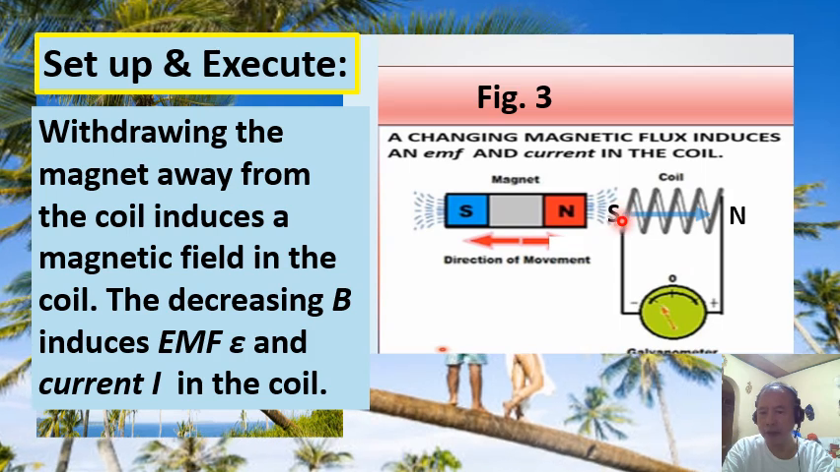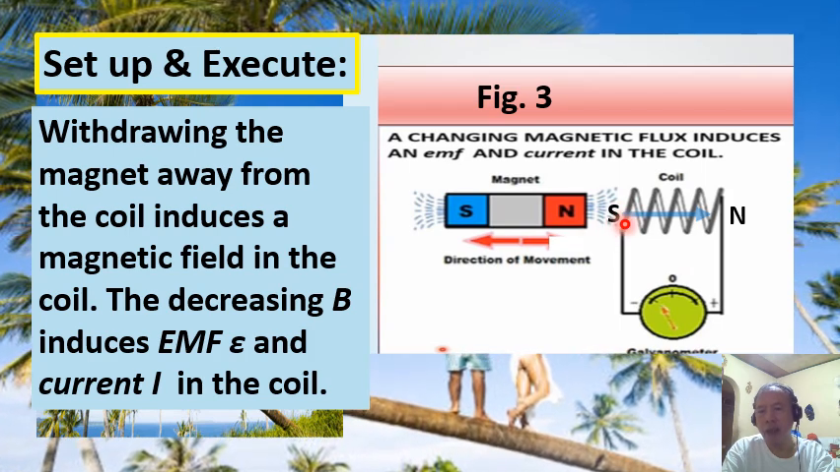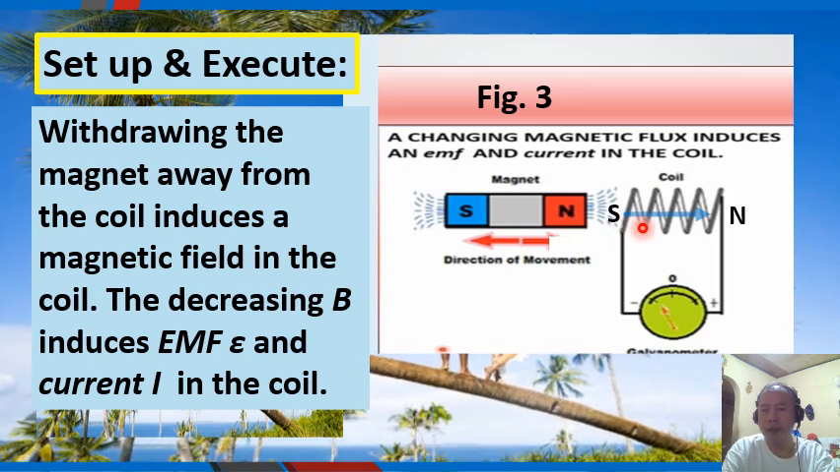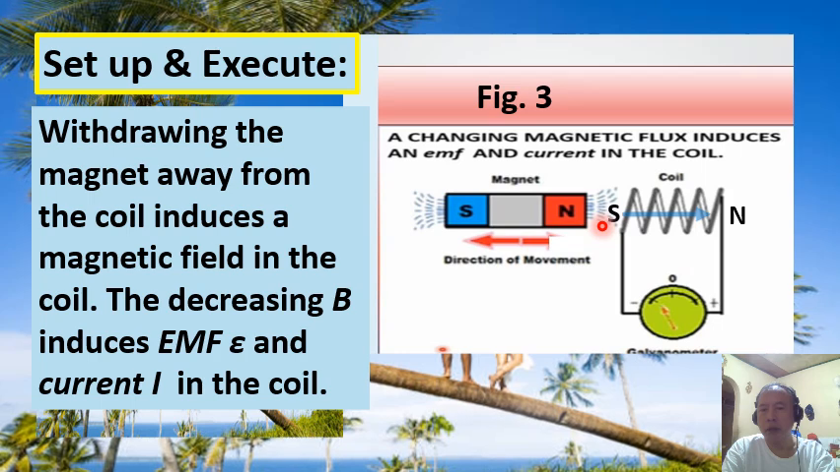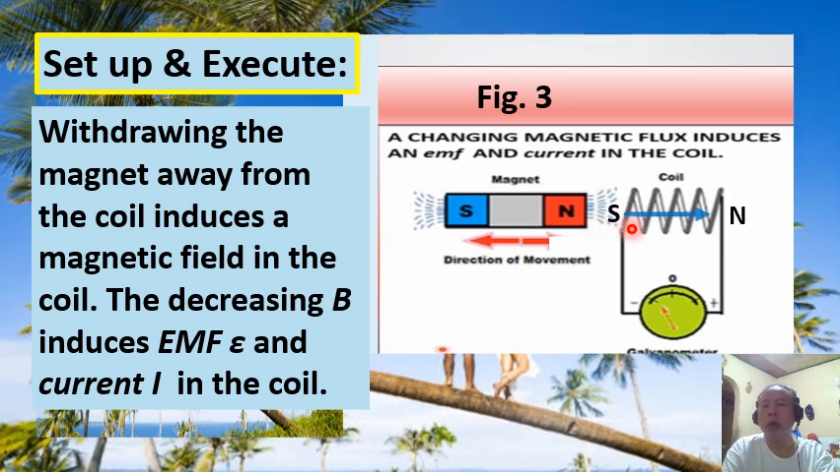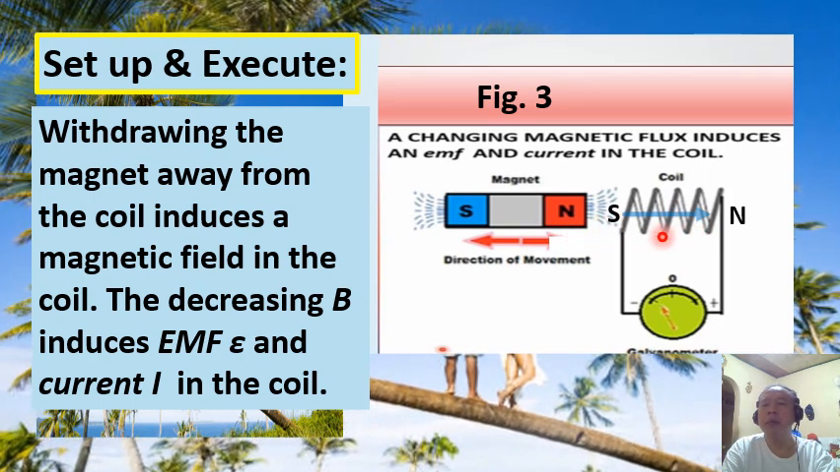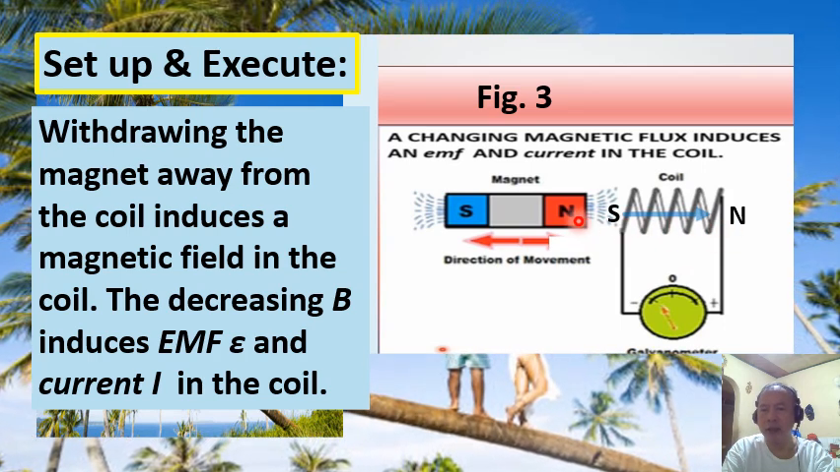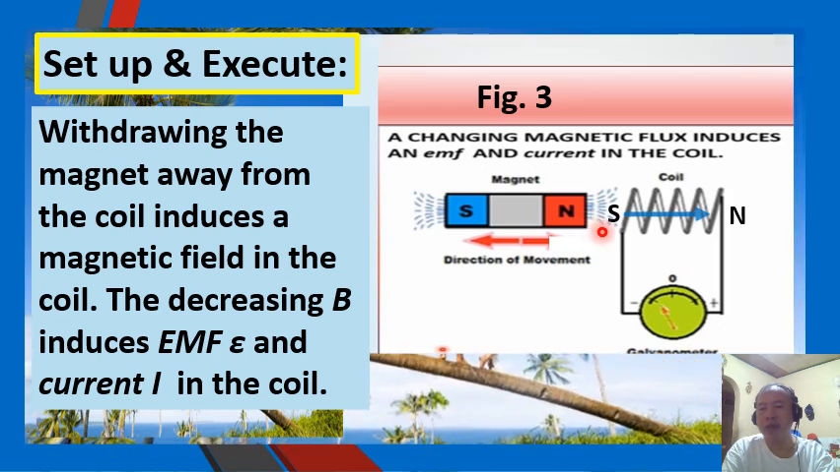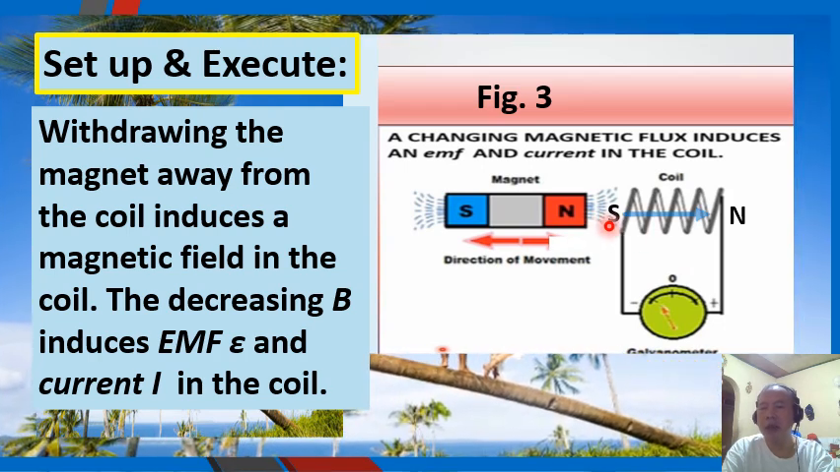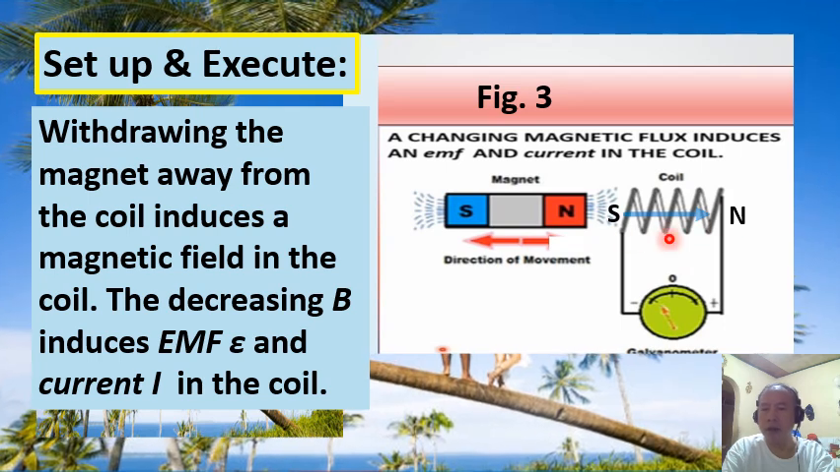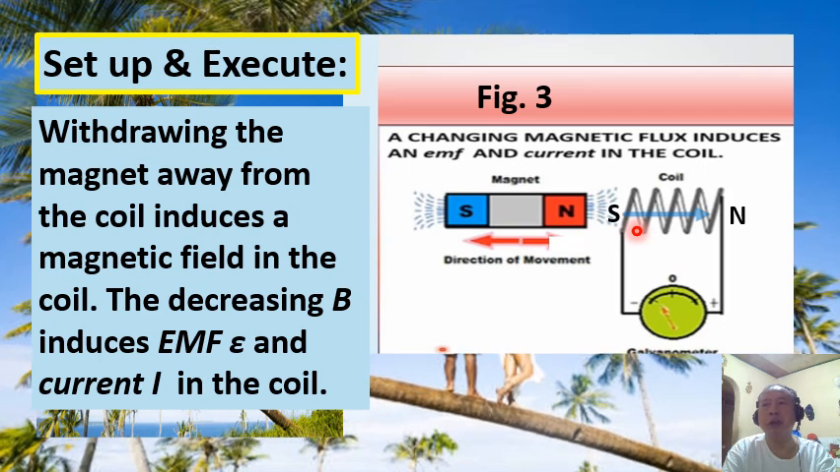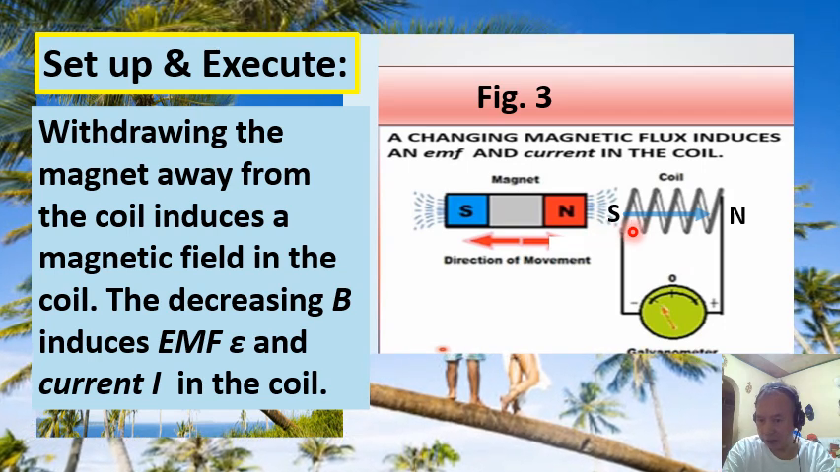Only a south pole can exert an attractive force on the north pole of the bar magnet. So in order to materialize the production of energy in the coil, the bar magnet has to overcome such attractive force coming from the coil. And that is also where the conservation of energy comes in, right?